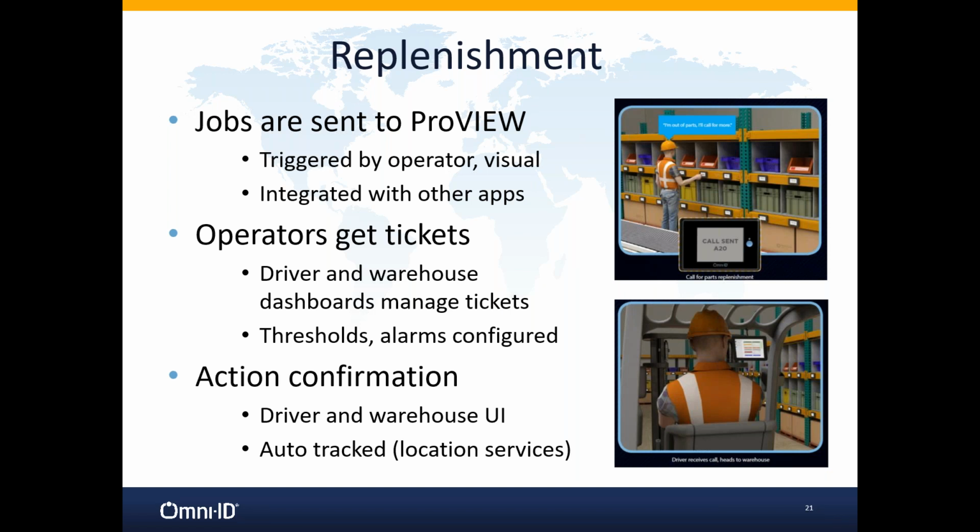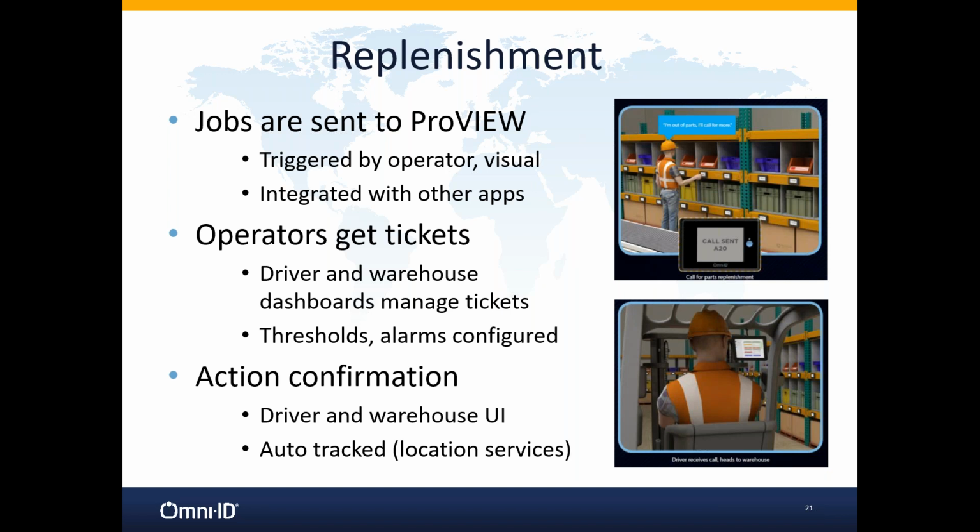Drivers, tug drivers, and pull cart drivers can look at that dashboard on an intelligent tablet that might be mounted in their machine or their vehicle or on the edge of their cart, and then they can confirm that they've gone and done the ticket and closed the ticket out when they deliver it to the line.